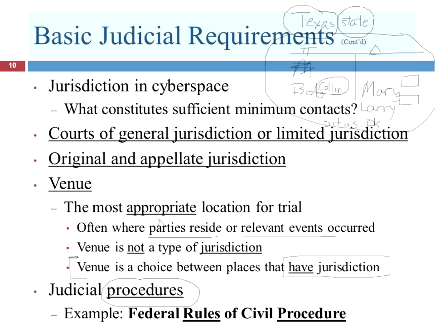So the procedures don't talk about what my rights and duties are. They talk about things like deadlines, what my documents need to look like, what the names of documents are, things like that. An example of a set of judicial procedures is the Federal Rules of Civil Procedure. Those rules apply to any federal case that is filed that is a civil matter. There's also, of course, the Federal Rules of Criminal Procedure.